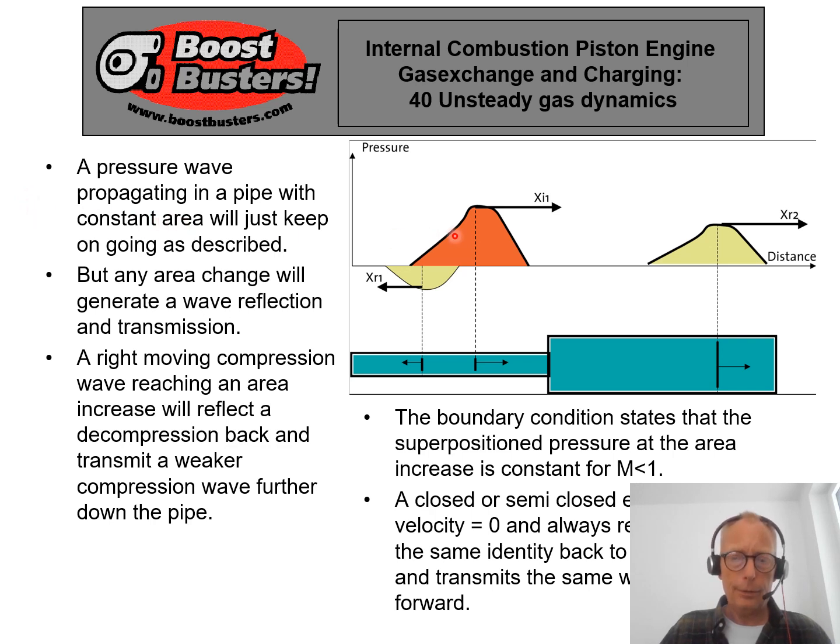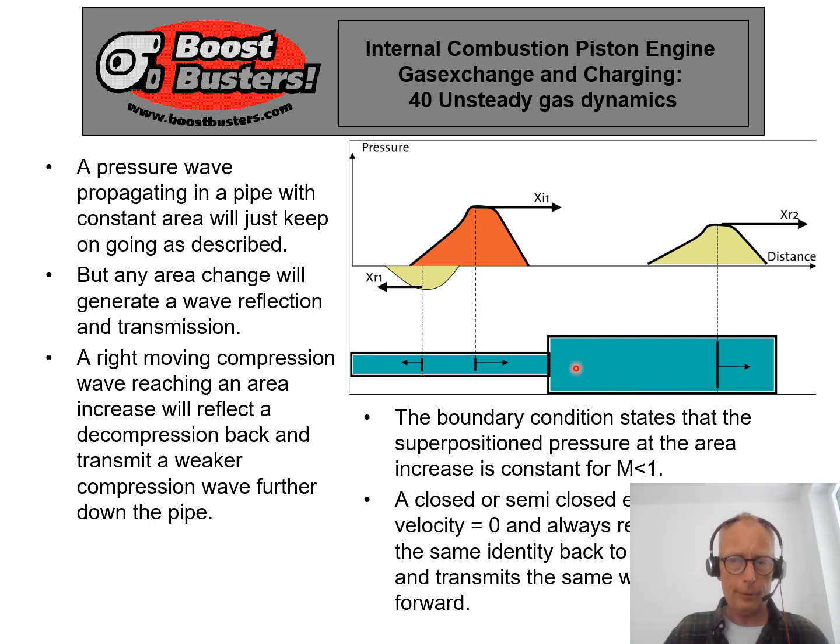If the incident wave is a compression wave like this, coming to an area increase, because of the boundary conditions stating that the superposition pressure in the thin pipe and in the big pipe would be the same, a decompression wave will be generated as a reflected wave back to this end. The remaining part of the compression wave will transmit also as a compression wave, but at a lower amplitude.